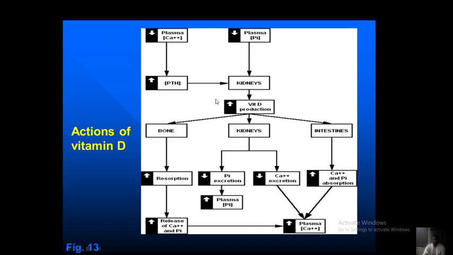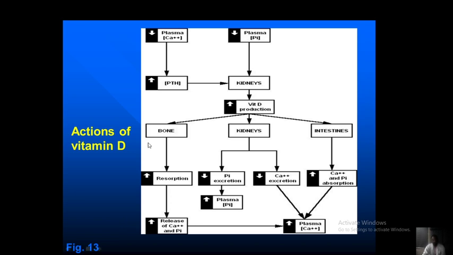So this is the same picture. Let's see how it gets activated. When there is a decrease of plasma calcium, a low level of plasma calcium, it will give a signal to the parathyroid gland to release the PTH, parathyroid hormone. Now this hormone goes to the kidney, and the kidney will convert 25 hydroxy vitamin D into 1,25 dihydroxy vitamin D3.